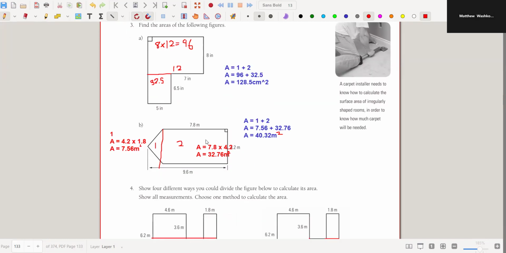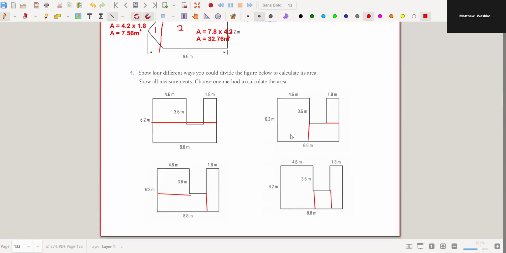For question 3B, again, split this triangle up. Now, the base of this triangle is 4.2, as we can see here. And the height of it is, well, the whole thing's 9.6. Just the rectangle part's 7.8. So I get 1.8 if I subtract those. So area 1, 7.56. Area 2, 32.76. Add them up, 40.32.